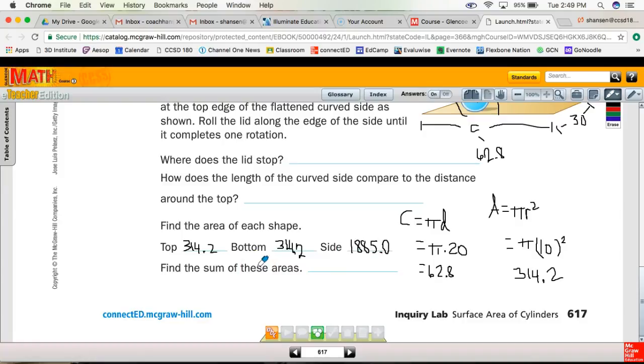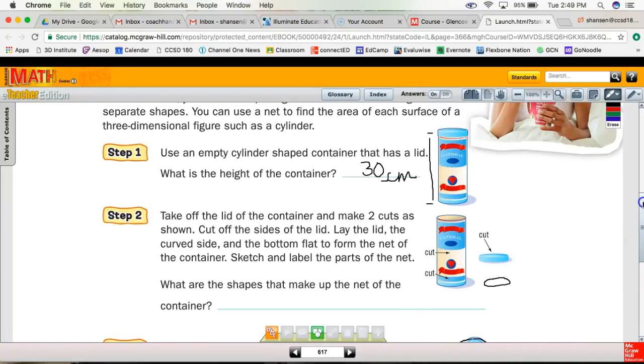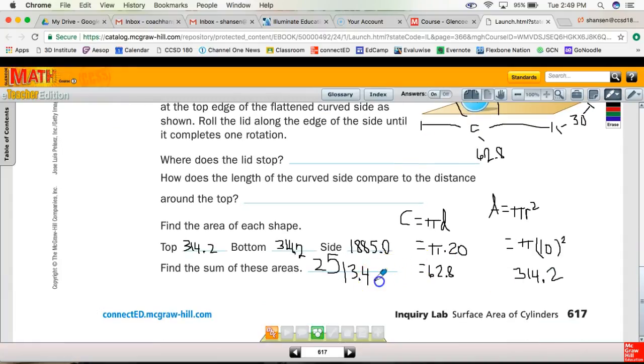Find the sum of these areas. So then we're just going to add that up. 1885 plus 314.2 plus 314.2, and I get a grand total of 2,513.4. I need to label it. I measured it in centimeters, so I'm going to put the label centimeters, but I saw the word area in there, and you know about area, it is units squared.